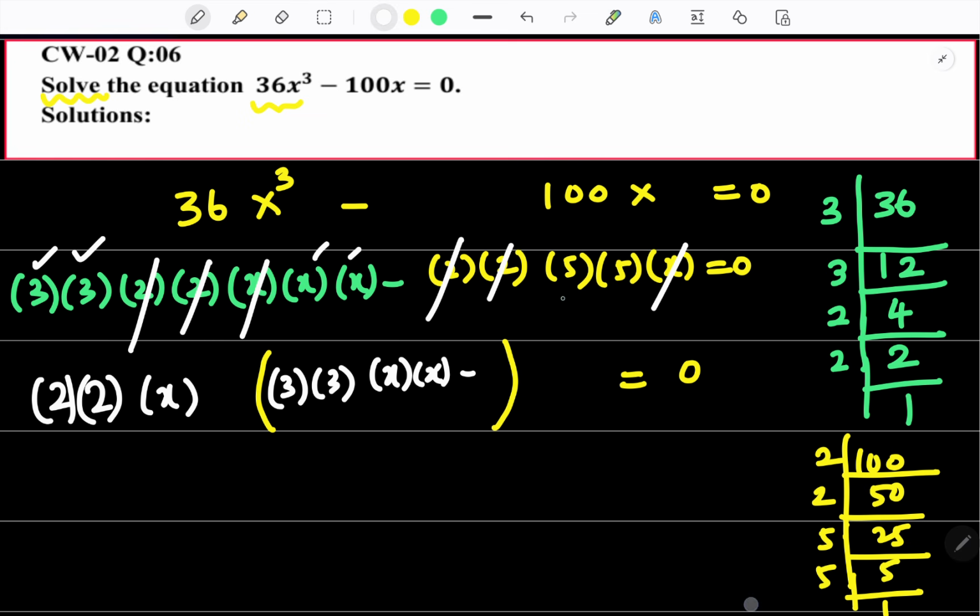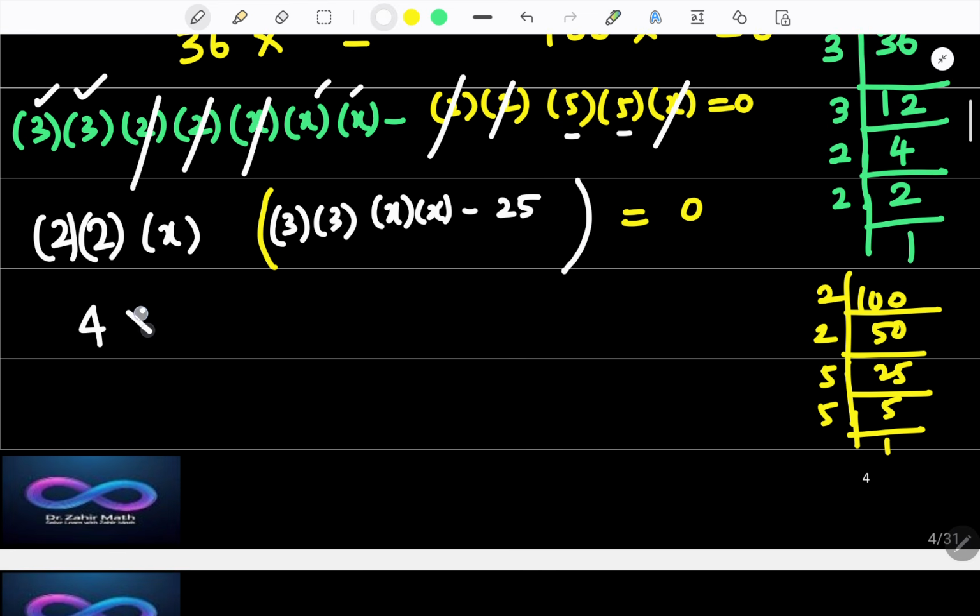Minus here 5 how much? 25 equal to 0, right? So let me open this bracket, 25 and then bracket close, equal to 0. So 2 2 is how much? 4x. 3 3 is how much? 9. So 9x square minus 25 equal to what?